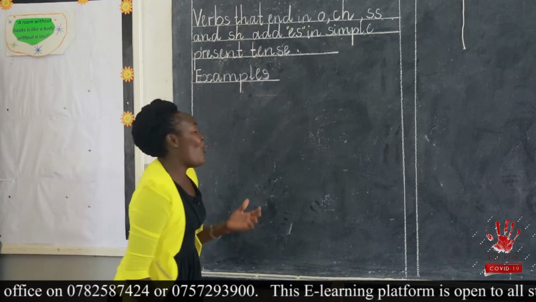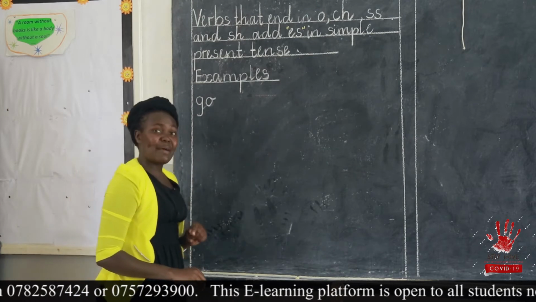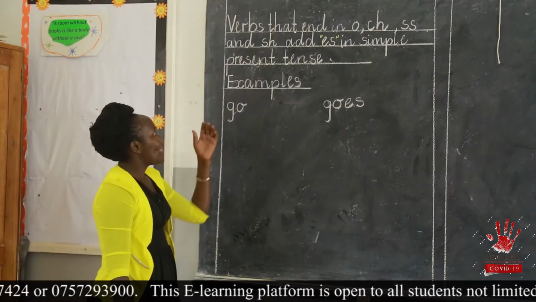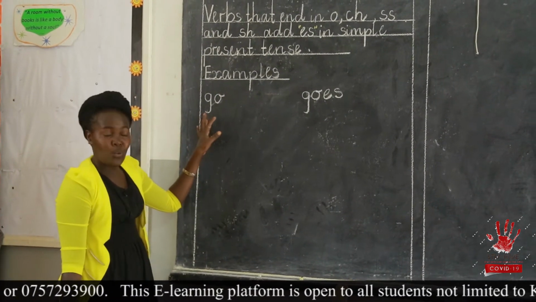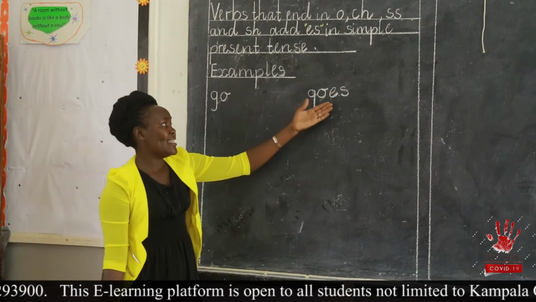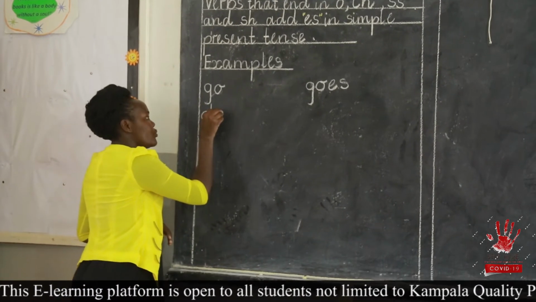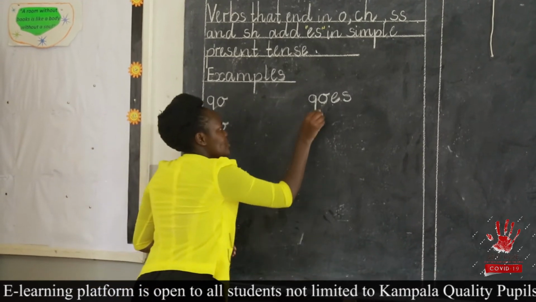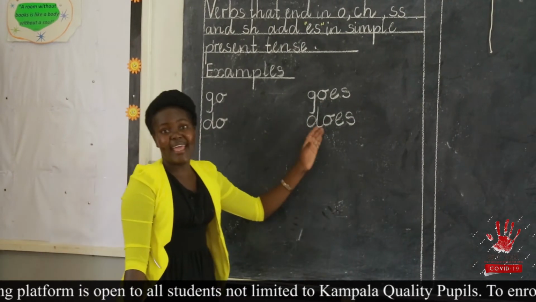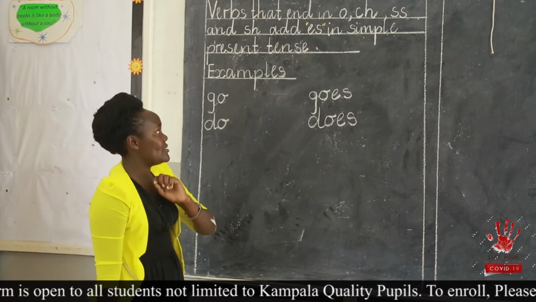Those ones that end in O, we can have verbs like go. When it comes to simple present, the principle is easy. We add ES. We have the word go. It ends with letter O. We add ES and it will be read as goes. We have the word do. Everybody said do. So when it comes to simple present, we shall have does after adding ES. I've given you two that end in O, but there are other verbs.